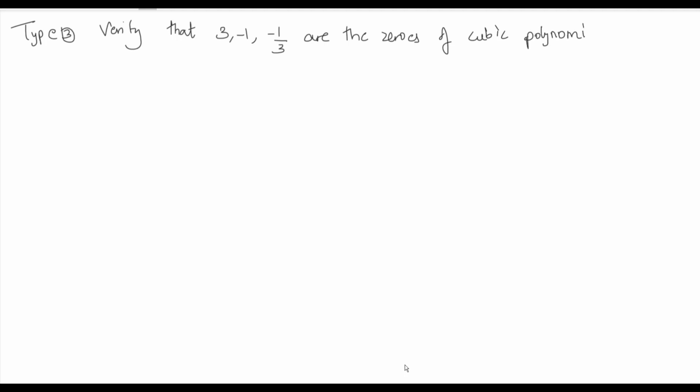In the type 3 problem, we have to verify the zeros. Verify that 3, minus 1 and minus 1 by 3 are the zeros of the cubic polynomial P of x is equal to 3x cube minus 5x square minus 11x minus 3. So we have to verify whether these three zeros are the zeros of the particular polynomial which is given.